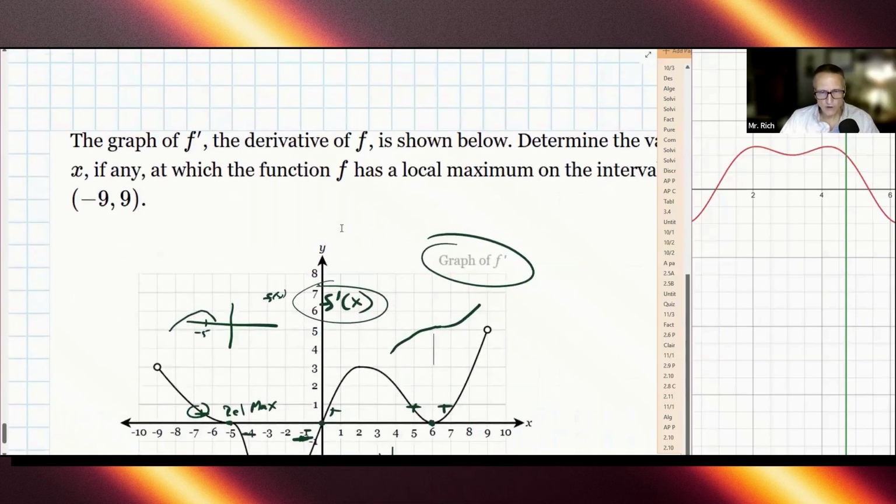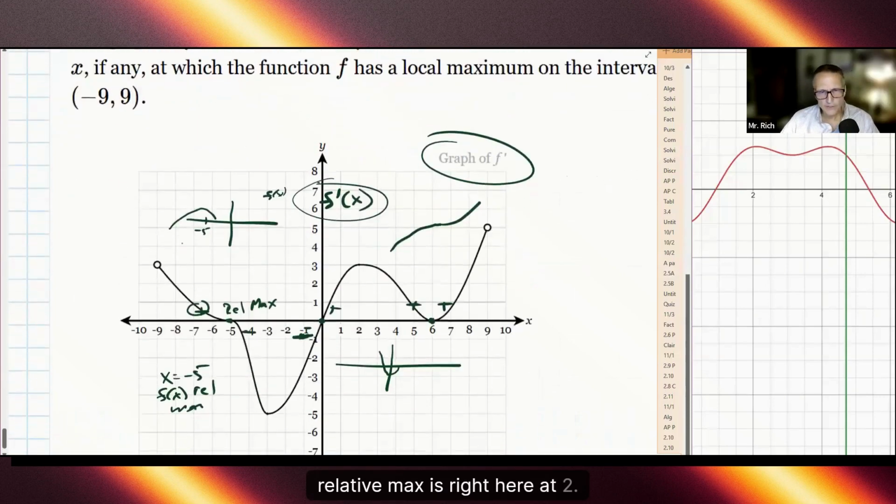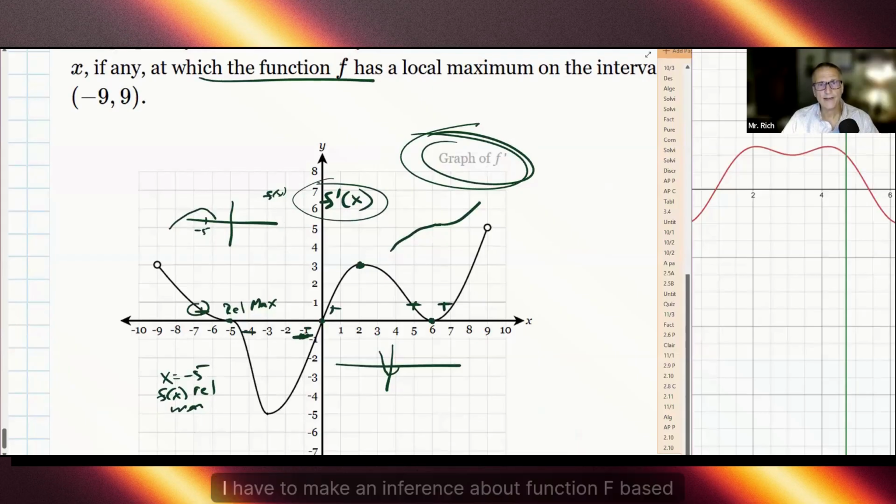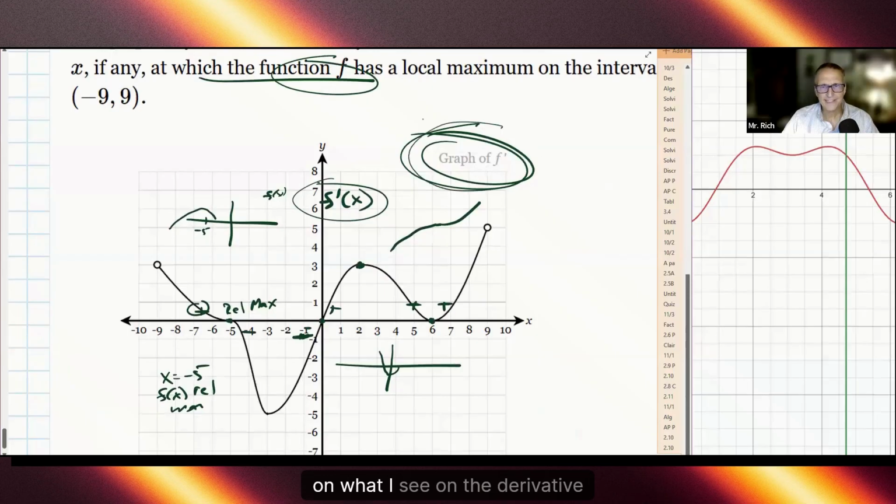The common mistake is, oh yeah, relative max is right here at 2. No, no, no. That's the relative max of the first derivative, but it's asking me where f, which I'm not looking at, right? I have to make an inference about function f based on what I see on the derivative function. Okay, that is that. And then I have one more. Let's take a gander at this.